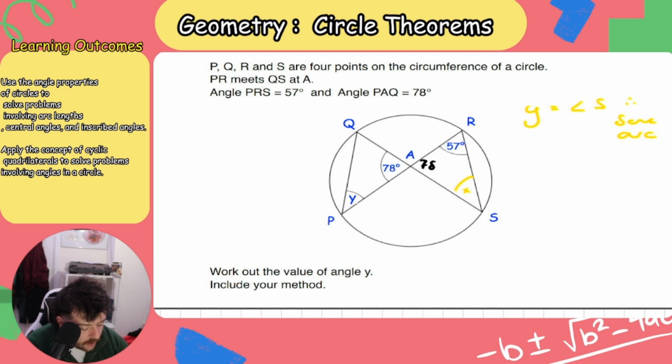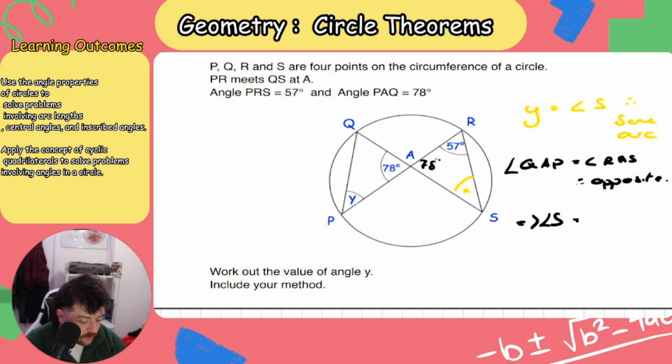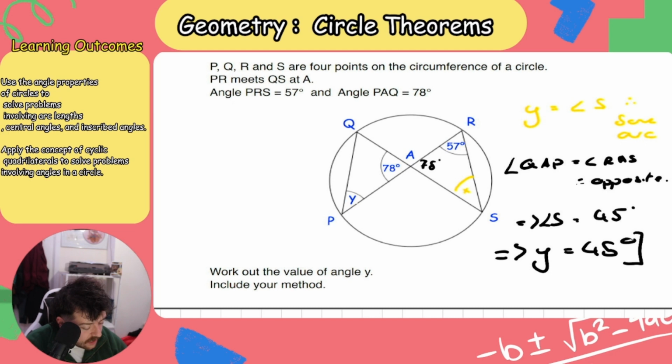Well, I know this angle is going to be 78 because opposite angles are equal to each other. So QAP is going to be equal to angle RAS, opposite. Therefore, angle S is going to be equal to 180 minus 57 plus 78, which is going to be 45 degrees. So I know angle S equals 45 degrees, which implies Y is equal to 45 degrees, because that was the first thing I mentioned there, because they both lie on the same arc.